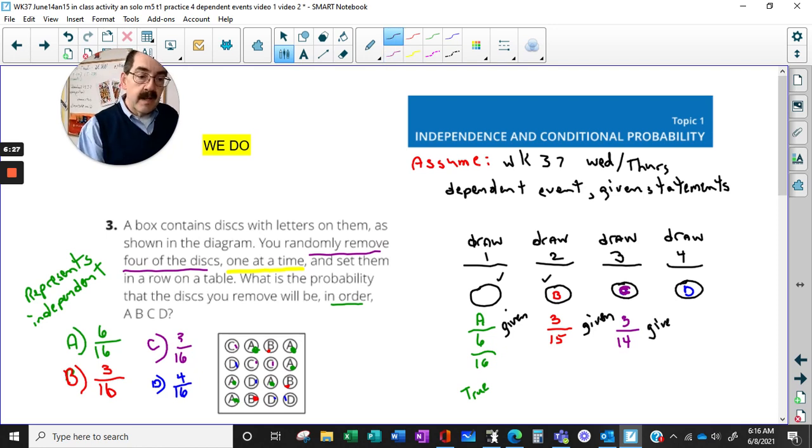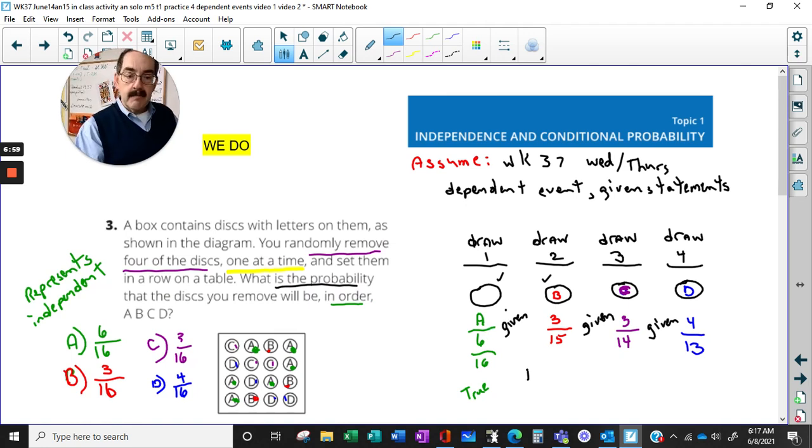Given these 3 events have already happened, 16, 15, 14, there's obviously only going to be 13 discs left. How many of them are the letter D? There's 4. Okay? This represents perfect work. Now the math. What is the probability that the discs you remove will be in order A, B, C, D?